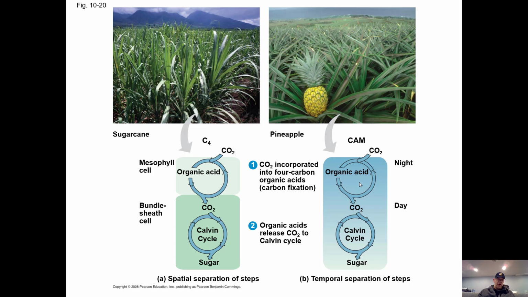With the CAM, you can see a pineapple on the right. Basically, at night, carbon dioxide comes in, gets incorporated into CAM. During the day, it gets released out of the CAM. It goes into the Calvin cycle, and during the day, the stomata are closed up. So that separates everything up in time. And I consider the C4 pathway and the CAM as part of the dark reactions. So if you're trying to figure out where they fit in, that's where they fit in.